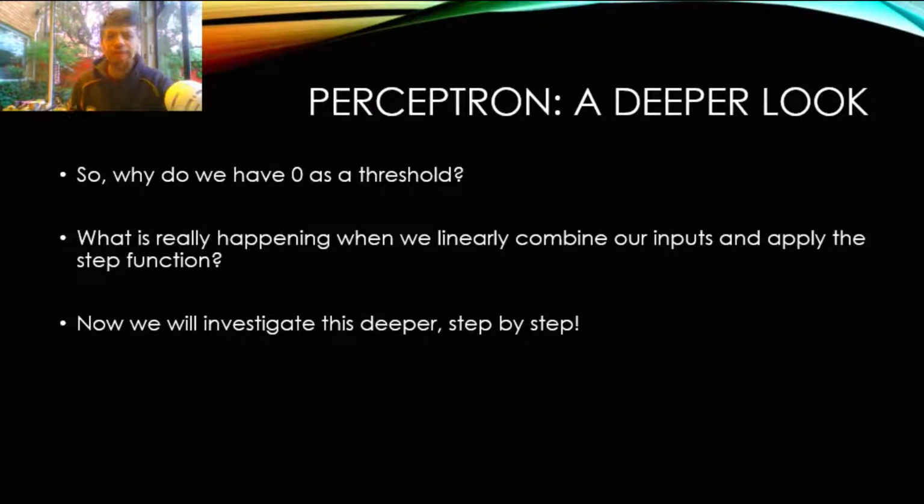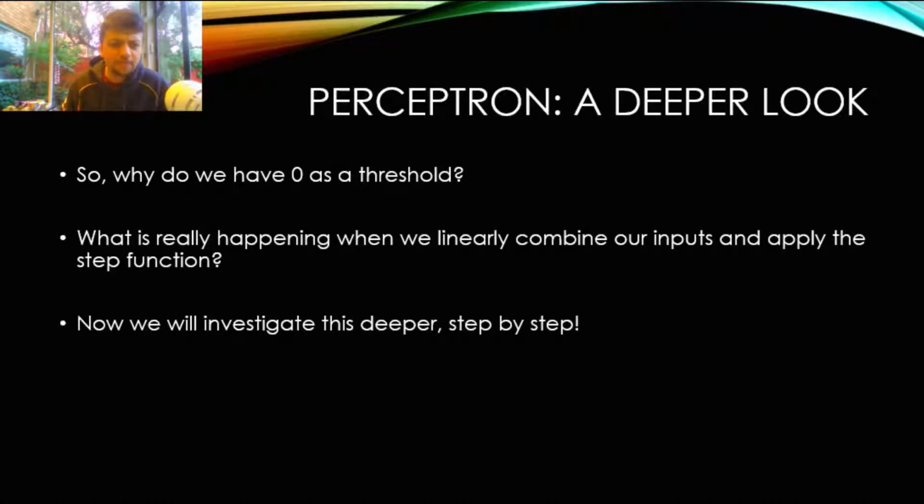Now, we said that it's maybe not too understandable. So today we're going to look a little bit deeper, meaning: why do we have 0 as a threshold? Why do we say that if the linear combination is bigger than 0, we'll output 1, and if it's lower than 0, we'll output -1? What is so special about that linear combination being equal to 0? And we also talk about what is really happening when we linearly combine our input features. What does that linear combination represent? So let's investigate this deeper and deeper.